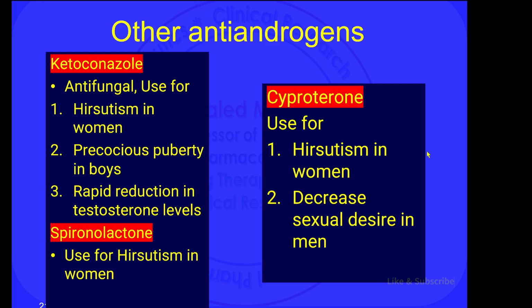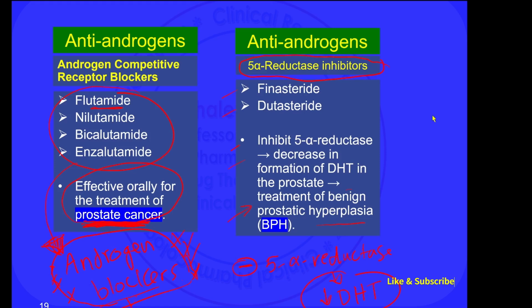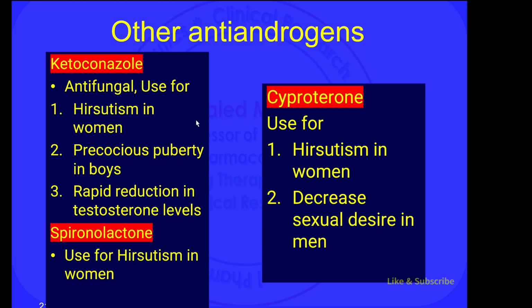Another group of anti-androgens. The first group inhibits the enzyme 5-alpha reductase. The second group is flutamide and similar drugs for prostate cancer. Then we have ketoconazole, which we all know is an antifungal medication, but it also has anti-androgenic activity. We also have spironolactone and cyproterone. Ketoconazole could be used for treatment of hirsutism in women and for precocious puberty in boys, and it can be used for rapid reduction in testosterone level.